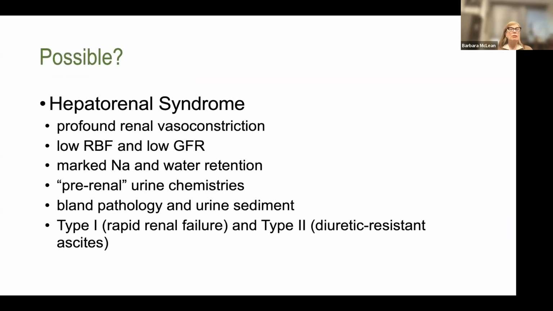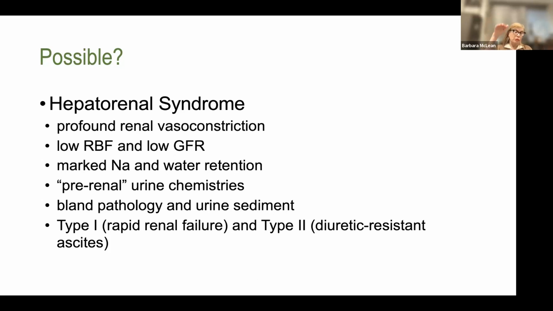So we're going to remind ourselves that with this patient, we believe he has hepatorenal syndrome. Remember, they have systemic vasodilation and renal vasoconstriction. They have low renal blood flow and low GFR. They retain sodium and they retain water, more water than sodium. So sodium typically stays relatively normal, maybe even a little bit low. By chemistry, they look like they have prerenal failure.